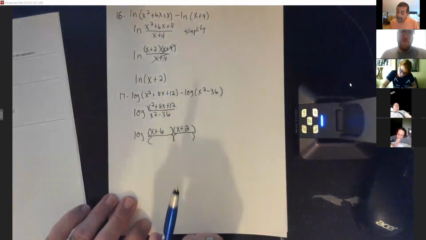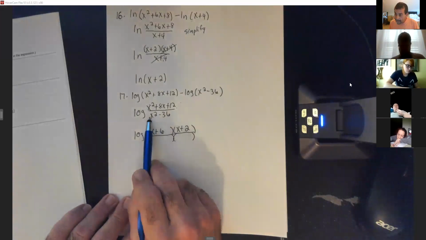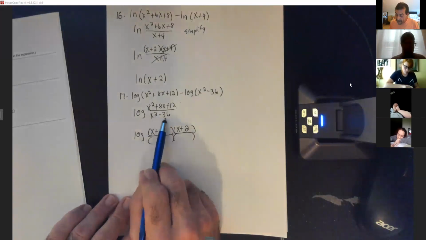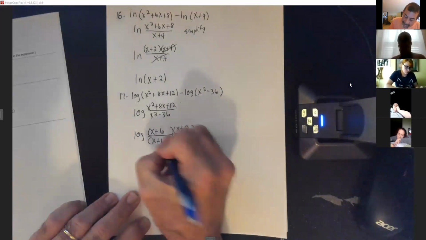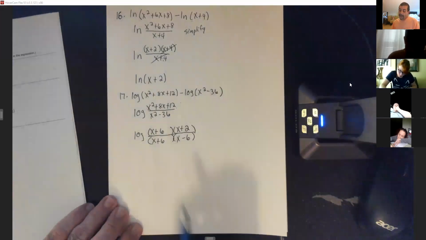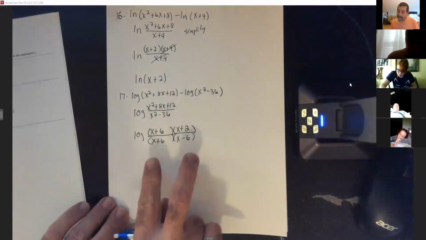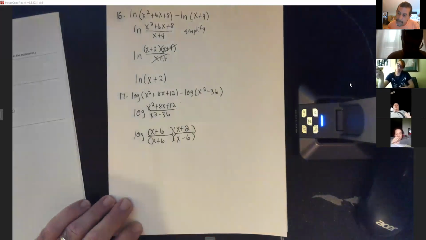The bottom is perfect squares. If you factor that, it's going to be a 1, 0, negative 36. Perfect squares factor into x plus 6, x minus 6. So remember, these perfect squares always gave you the conjugates. But now that everything's rewritten, guess what I'm going to do?